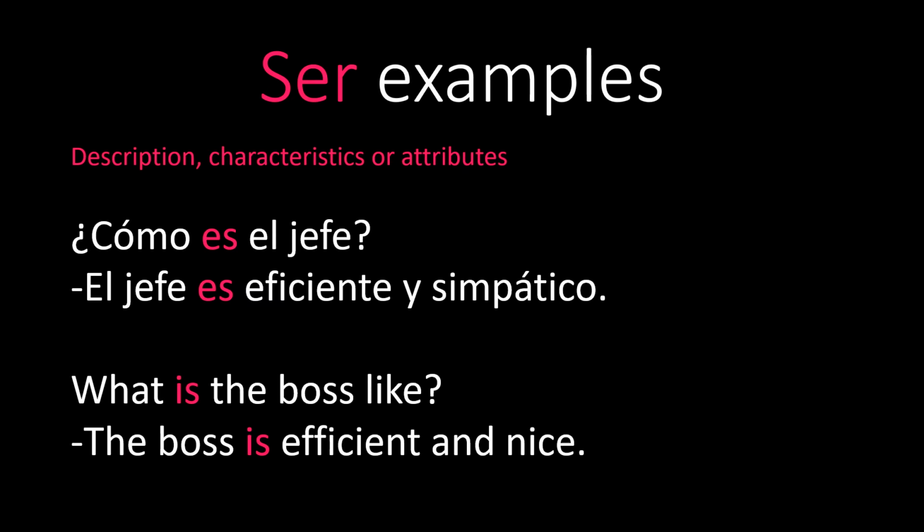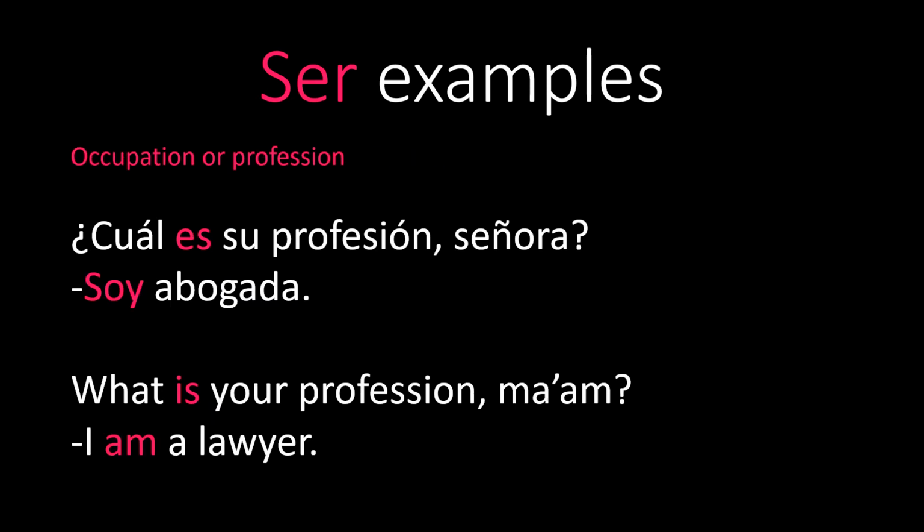The first one is talking about a person or a thing, giving its description or characteristics or the attributes of that person or thing. ¿Cómo es el jefe? El jefe es eficiente y simpático. If you want to give the profession or the occupation of somebody, you use ser as well. ¿Cuál es su profesión, señora? Soy abogada.